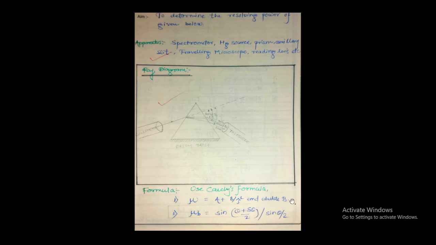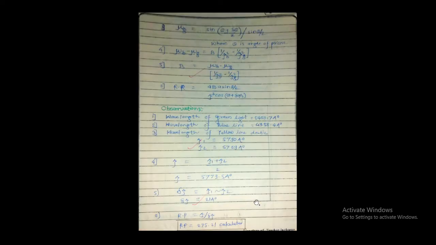and calculate B. A plus B upon lambda square, mu equals sine of (A plus delta) by 2 upon sine of A by 2. These are the required formulae. Now, the wavelength of green light, as per the standard chart, is 5460.7 angstrom.